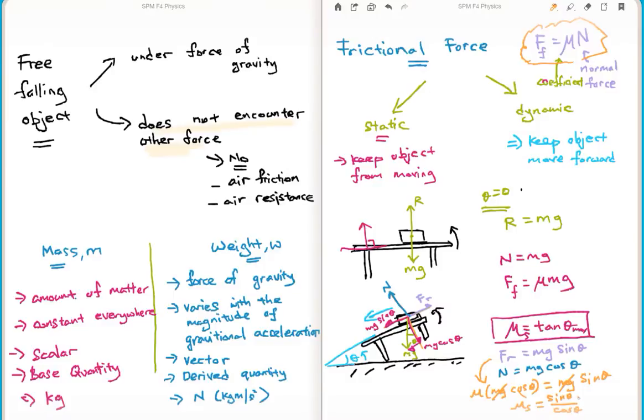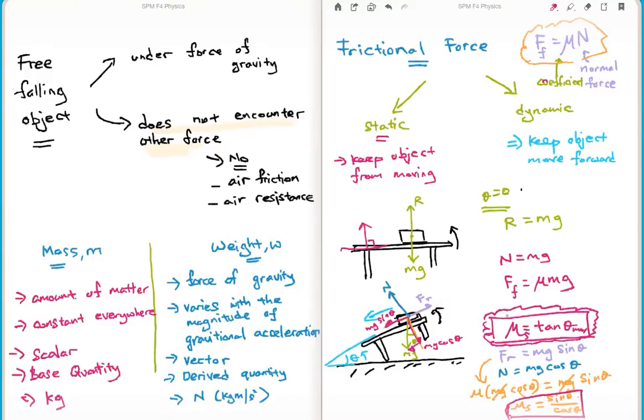You don't need to blame yourself for not knowing sine, cos, tangent, because you haven't learned trigonometry at this point. So mu s is actually sine over cos, which is equivalent to tangent theta. It's pretty simple. So this is how you test and find out the coefficient of friction.